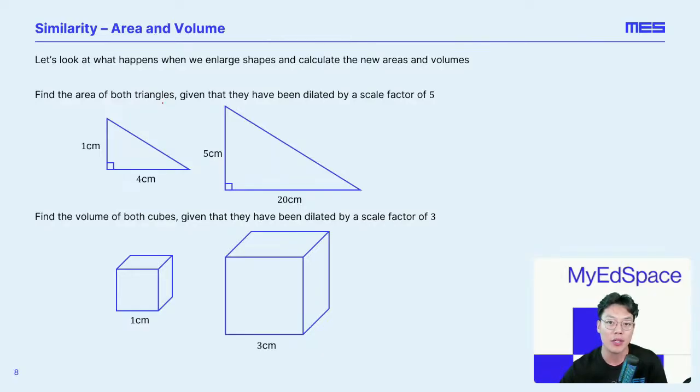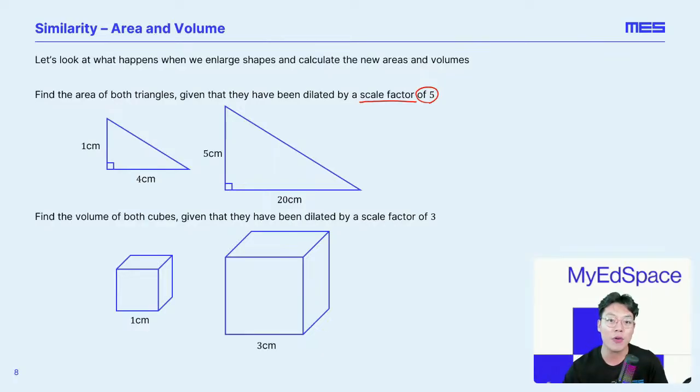Find the area of both triangles, given that they have been dilated by a scale factor of 5. Now, a scale factor. What's a scale? A scale is kind of like a range, right? Or you can think about the scale that weighs things, and they have to be equal. So a scale factor of 5 means each length has been multiplied by 5. So 1 centimeter has become 5 centimeters, and 4 centimeters has become 20 centimeters.